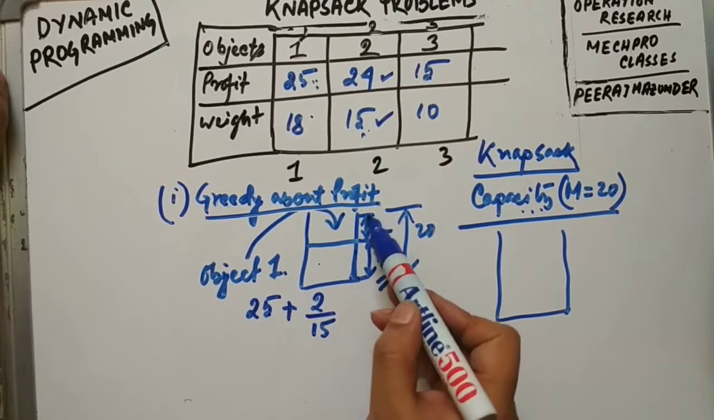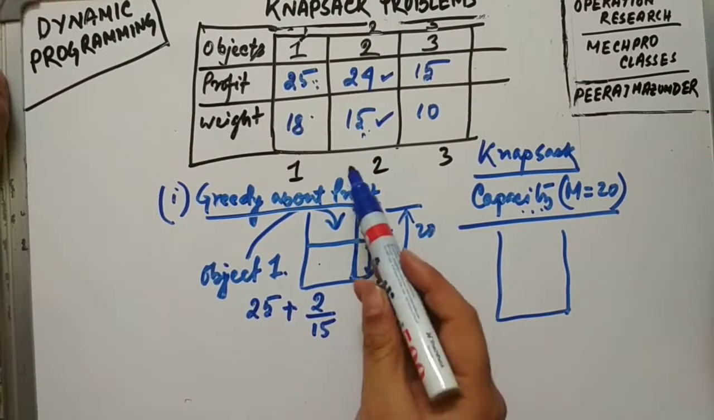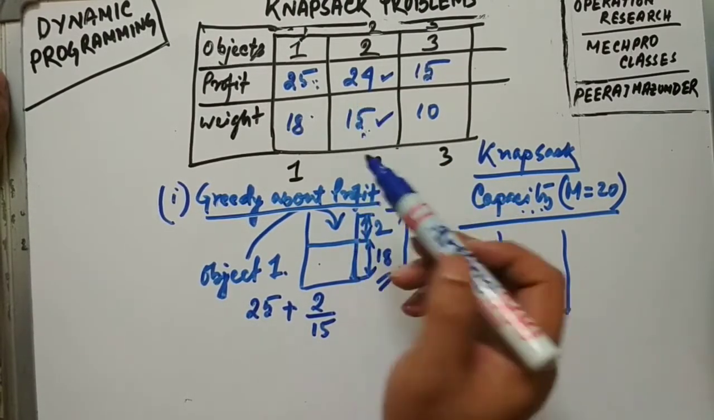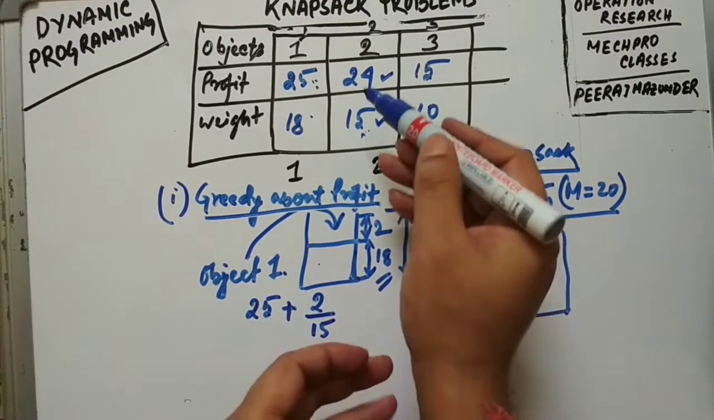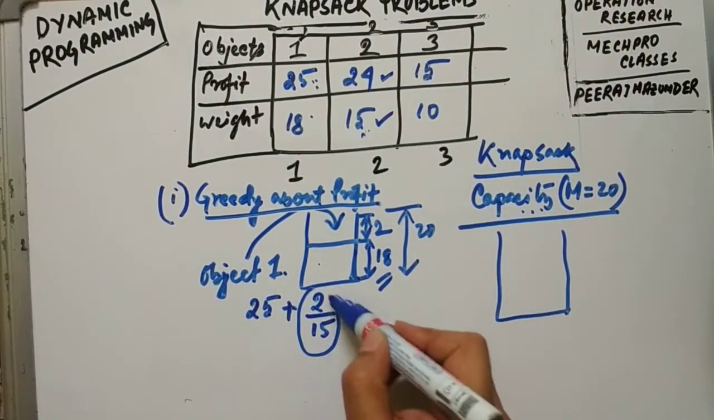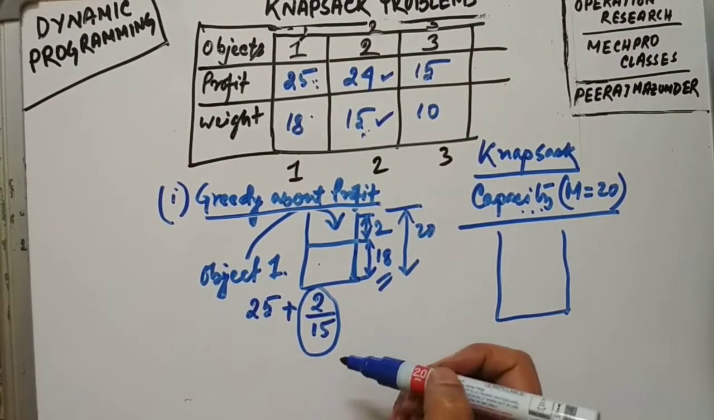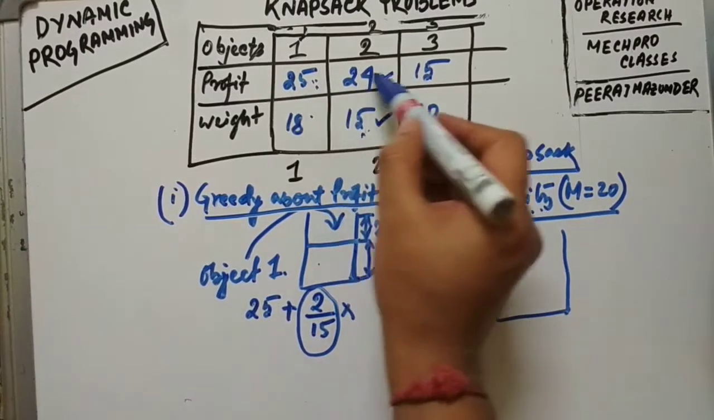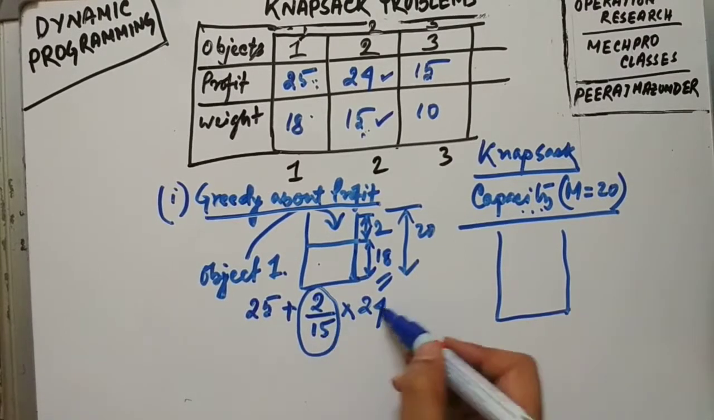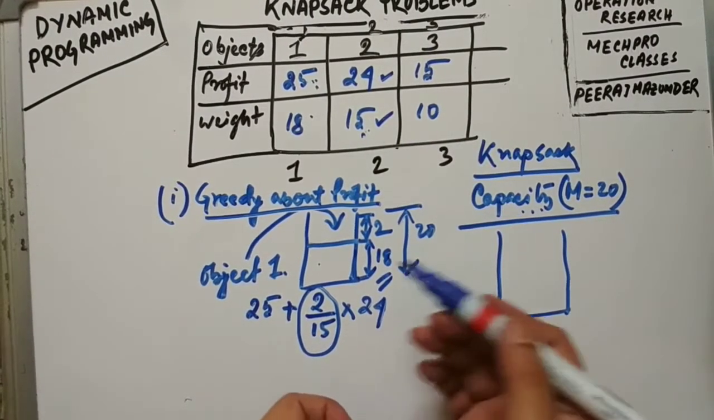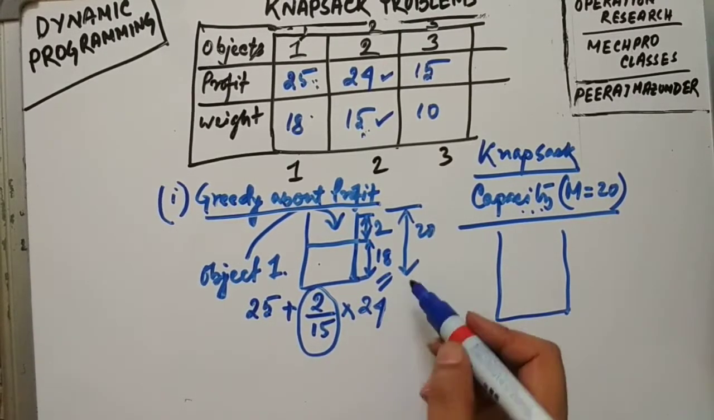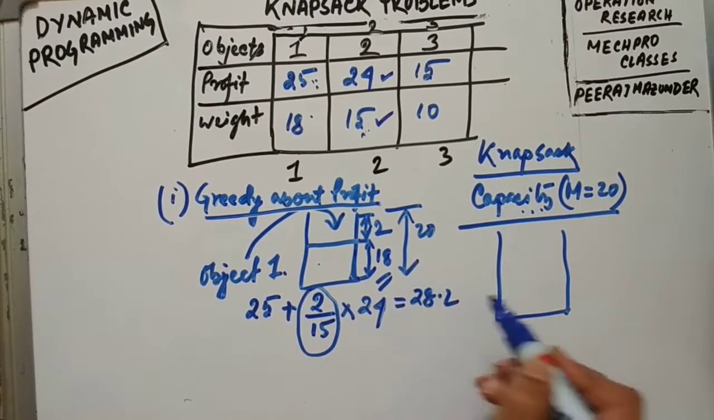Because we have only 2 units left, we cannot fill the second object fully, as 15 is the total weight. So we can split that object in the proportion 2 by 15, and accordingly we get the profit as well. The profit will be 2 by 15 into 24. I think you have got this, and if you still have a problem finding this proportionate amount, you can comment in the comment section. This will come around 28.2.